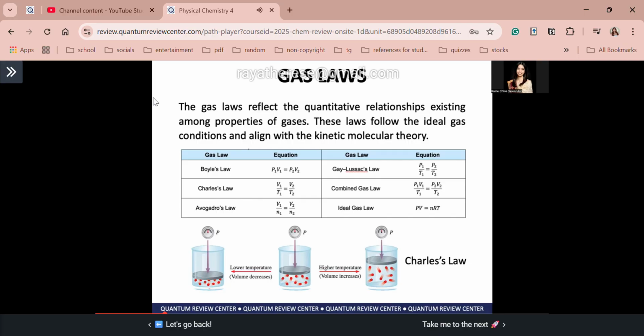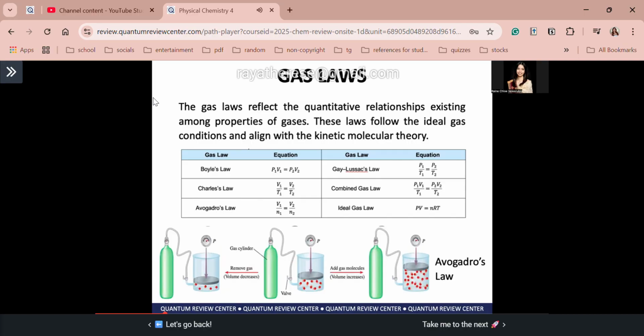And lastly, we have Avogadro's law. The equation is V1 over N1 equals V2 over N2. It says that when we remove gas molecules, for example, a lower number of moles, N, then the volume decreases. And if we add gas molecules, increasing the number of moles, then the volume increases. Then we also have Gay-Lussac's law, which relates pressure and temperature at a constant volume. So P1 over T1 equals P2 over T2.